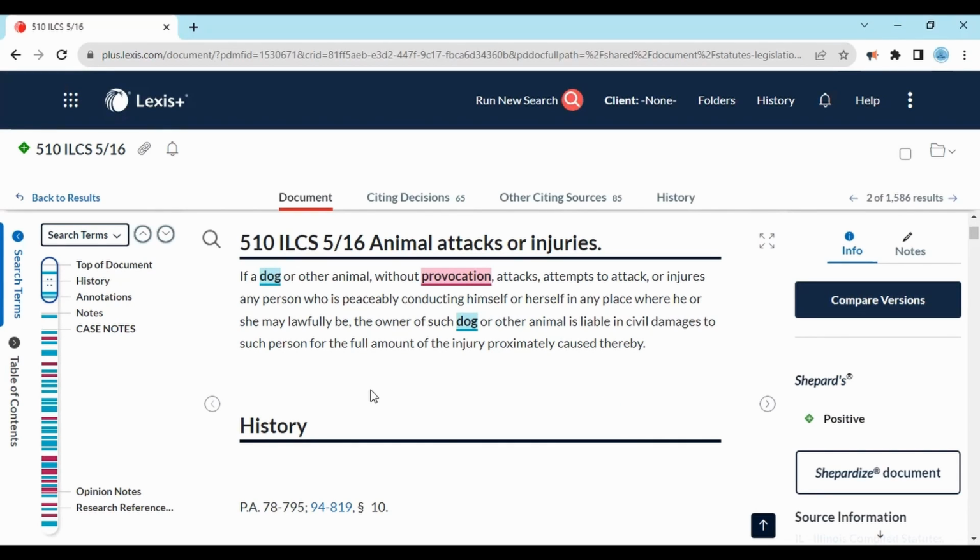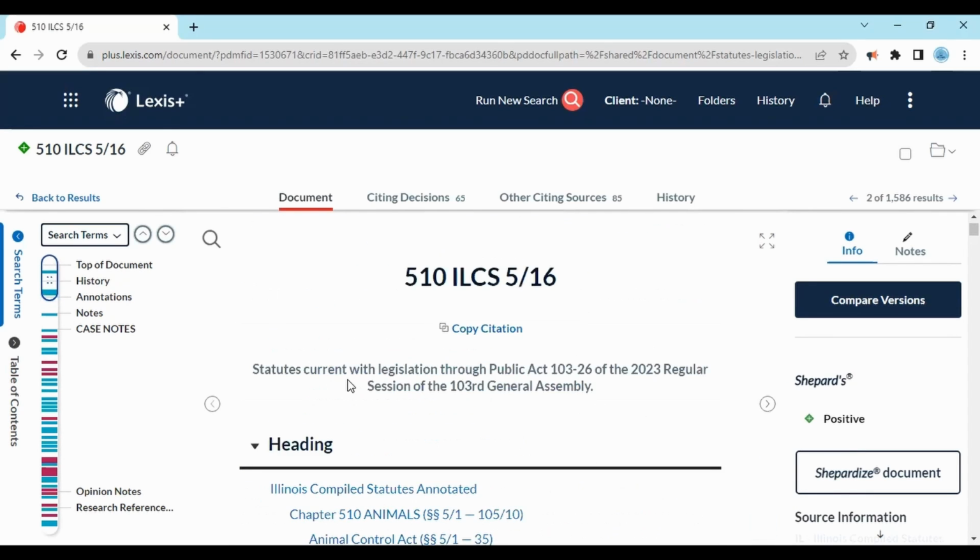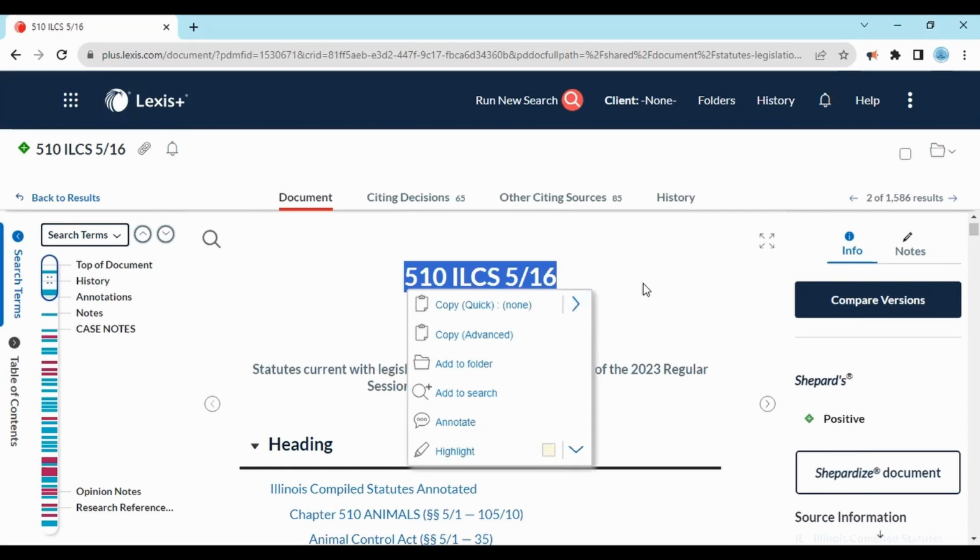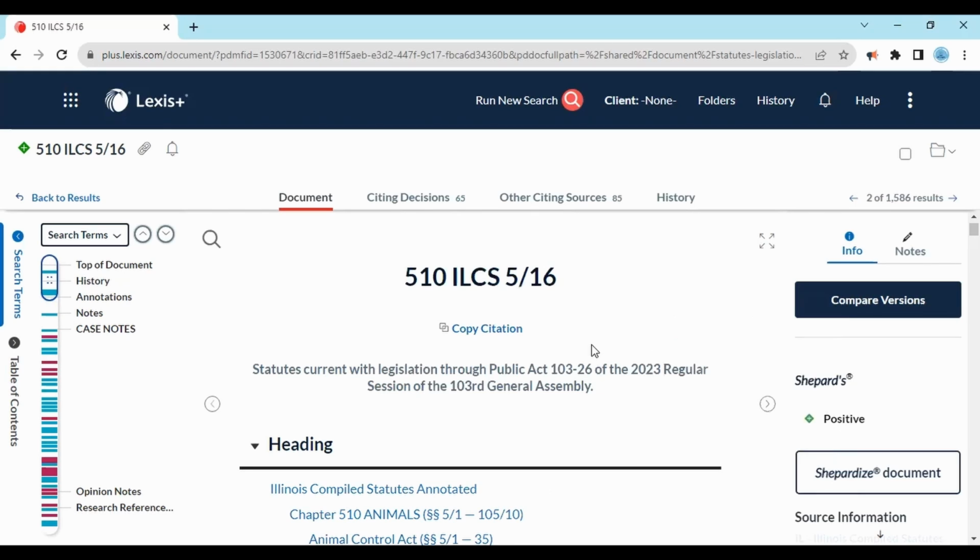So what you need to do at this point, you found the statute. I would highlight and copy that entire text into my research document along with a citation for this piece of the Illinois statute.